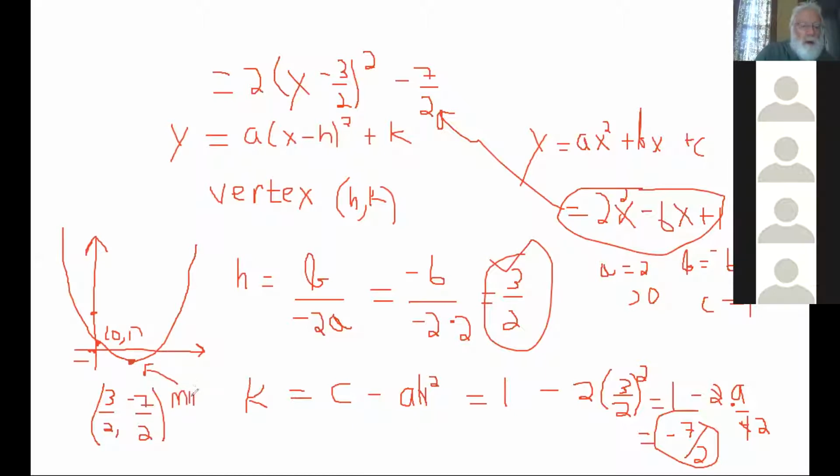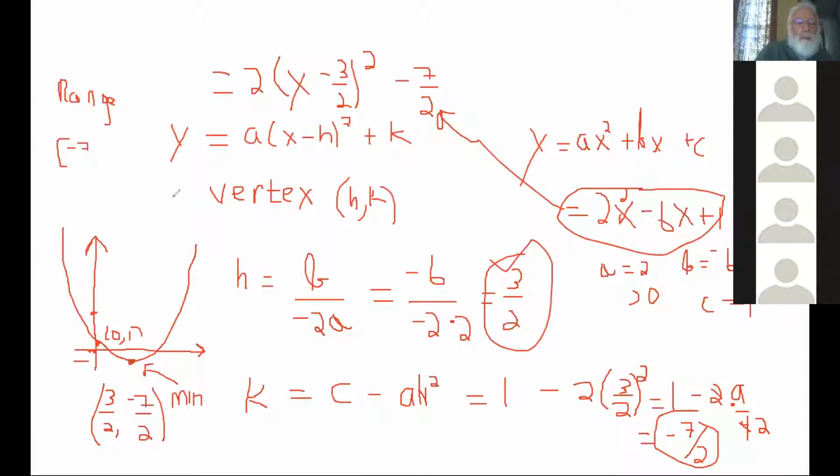Yes. Okay. What would the range of this graph be? So what are the possible y values? Isn't it negative infinity to infinity? That would be the domain. Those numbers are the ones that I can plug in. But what are the y? What's the lowest y value? Oh, -7/2. Right. And then it goes off to infinity.